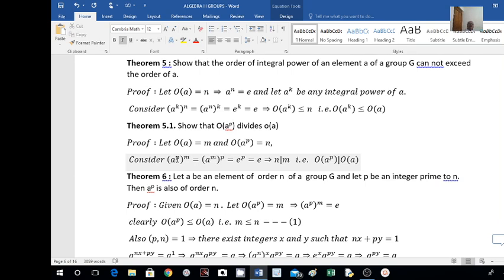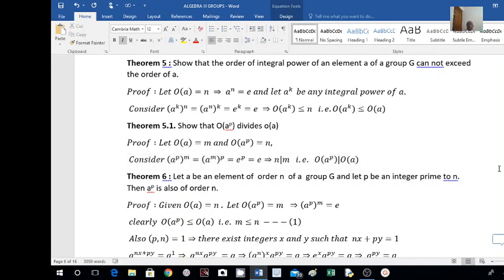Consider A to the power of M, which is equal to A to the power of P, to the power of M, which I can write as A raised to M, to the power of P. But A raised to M equals E because we have taken order of A equal to M. So A raised to M equals E to the power of P, and E to the power of P is equal to the identity element.